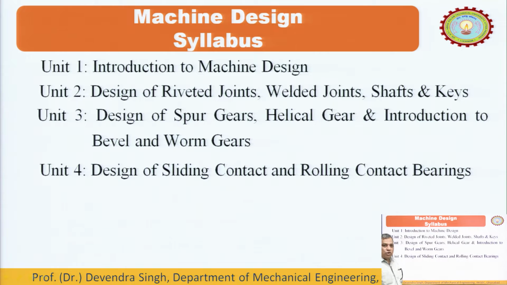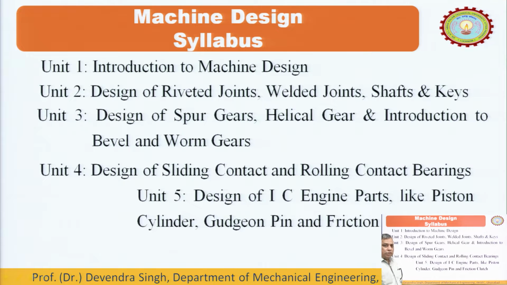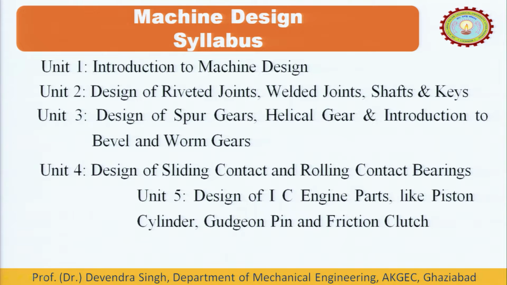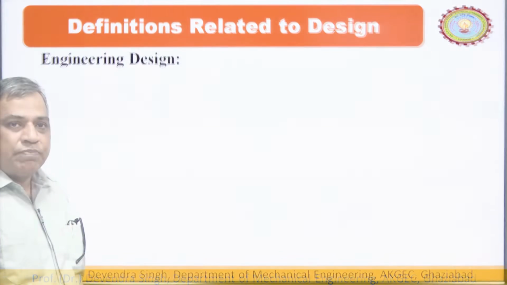Then unit 4 is the design of sliding contact and rolling contact bearings. These are basically the supporting elements which support the load and reduce the friction in any mechanical system or any machine. Then unit 5 is the design of IC engine parts like piston, cylinder, gudgeon pin, and finally, we will discuss the friction clutches, the analysis of friction clutch, their torque transmitting capacity, etc.